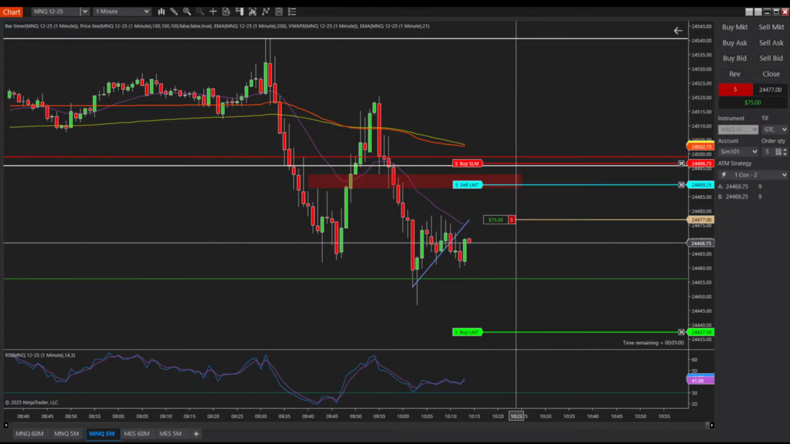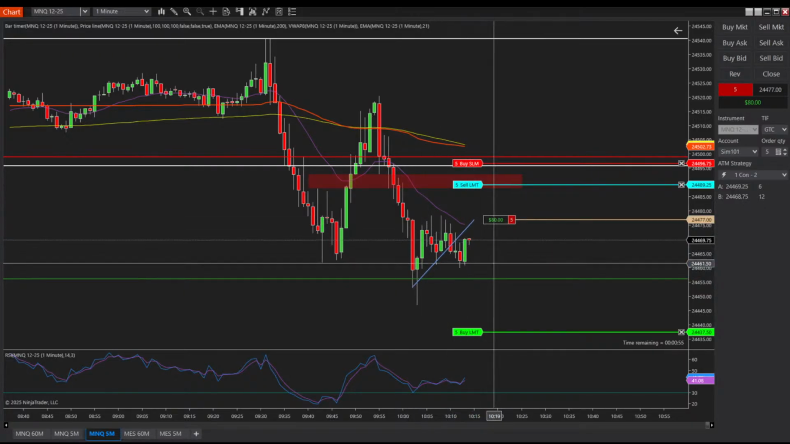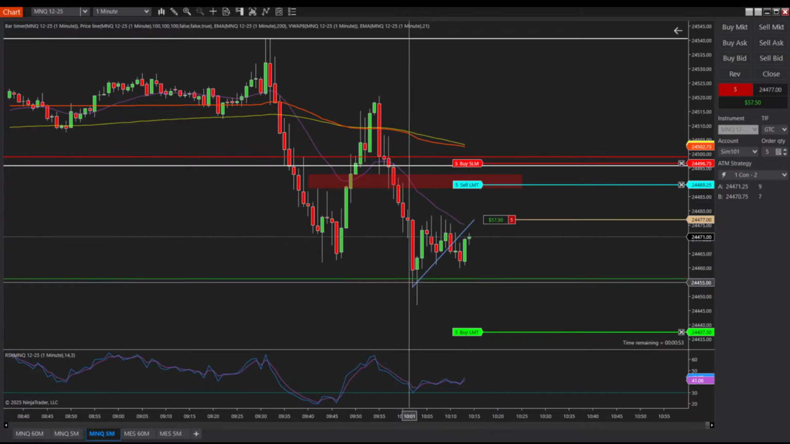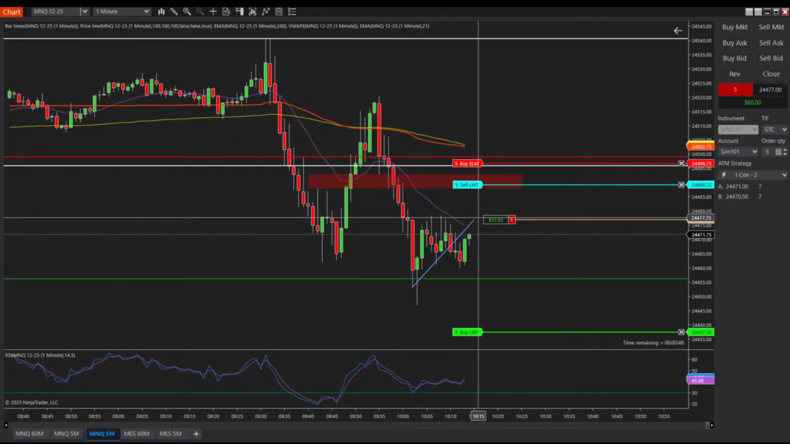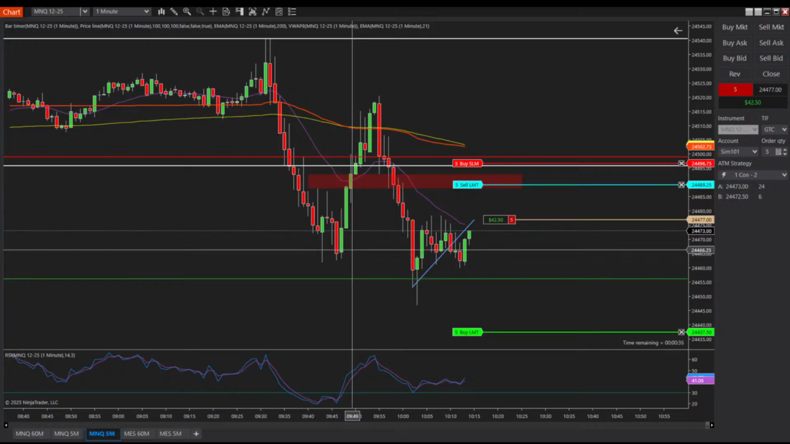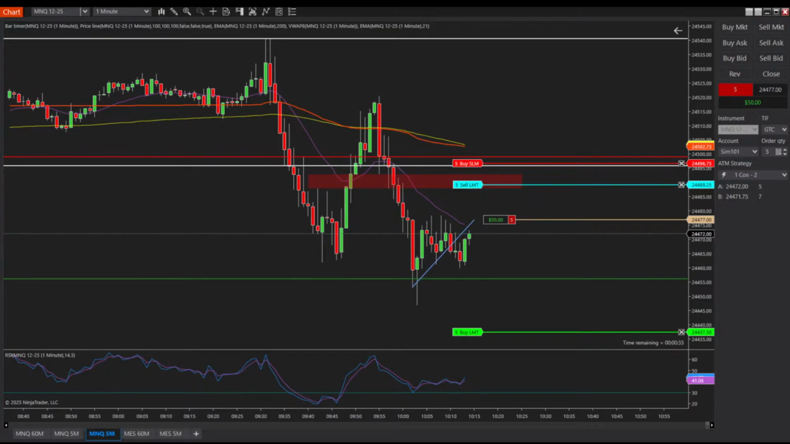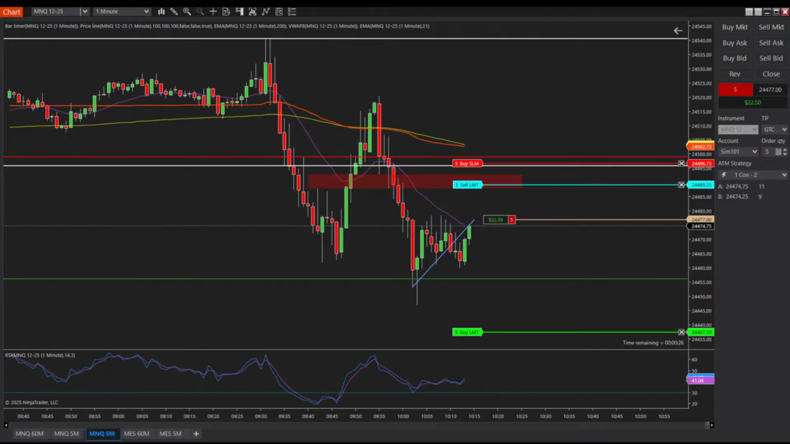Nice reversing here. We could reject the pullback to this little trend line here. Or like I said, we could end up going all the way up there to this area here. So this trade might take a while to play out. Might be here for a good little bit.